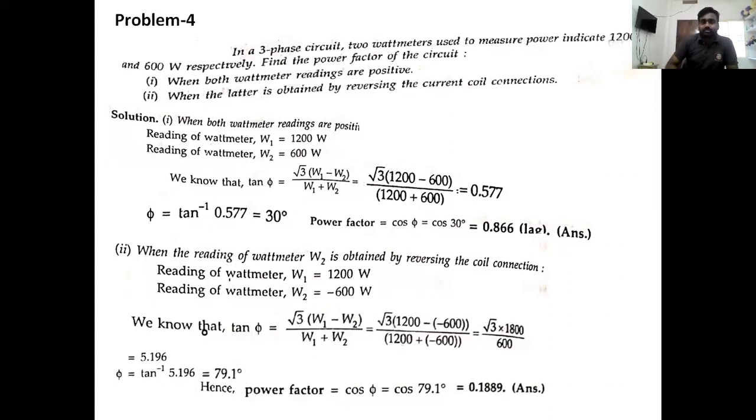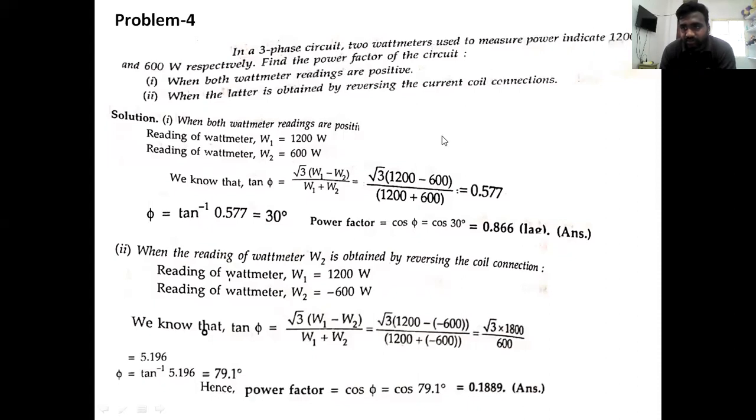Right, 212 is correct. Anybody got a similar answer? Just cross-check with this. The power factor calculation gives 0.1889, nearly 0.2.